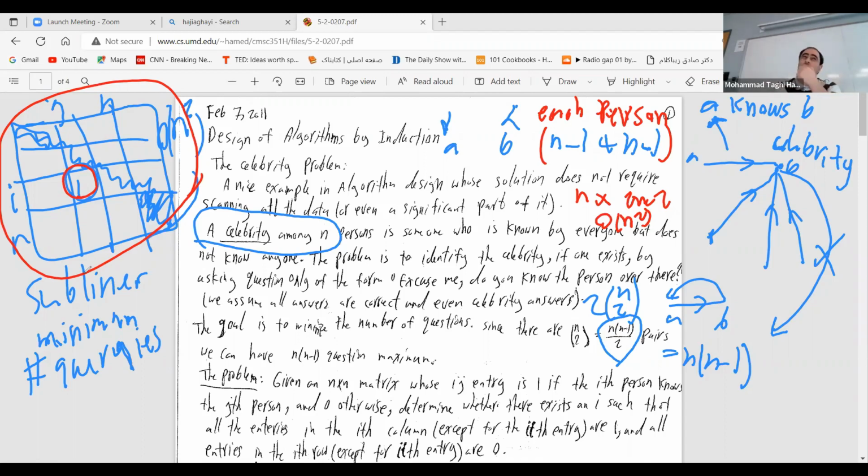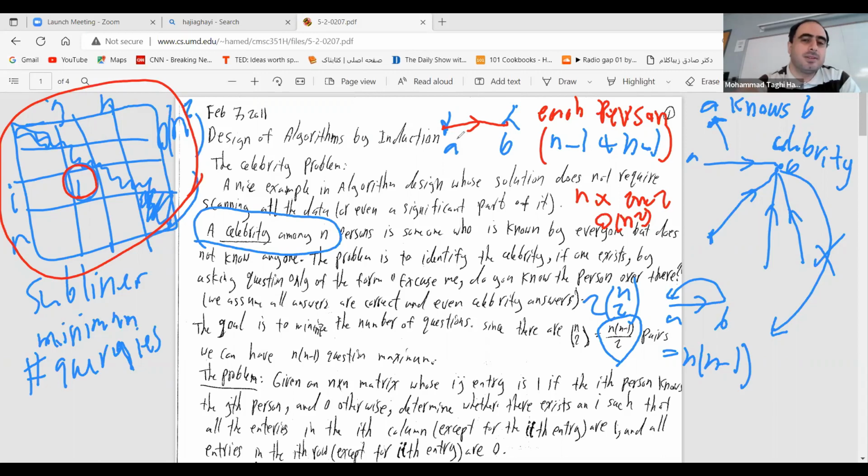We can eliminate at least one person from whether or not they're celebrities. Because if A knows B, then A is not a celebrity. If A doesn't know B, then B is not a celebrity because somebody doesn't know them. Exactly. This is the view that you should consider. So if you consider A and B here, I'm just asking from A to B, whether A knows B or not. If A knows B, then what's the meaning of that?